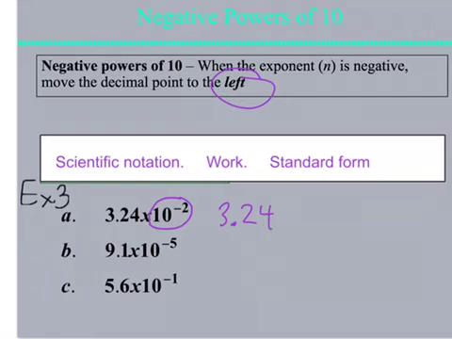And I'd like you to take your decimal. We're still moving by tens, so that means we're moving one whole decimal place. But the negative 2 means I'm moving to the left. 1, 2. So add in your decimal, add in your placeholders of a 0. So my standard form is 0.0324.